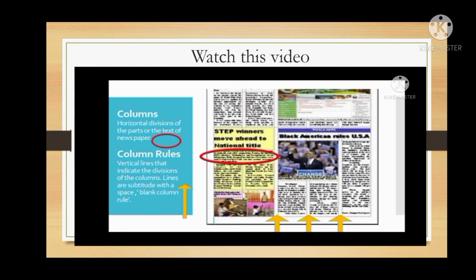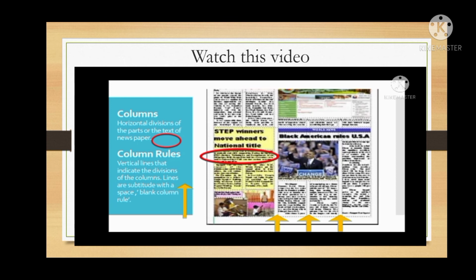Next is the column. So this is the horizontal division of the parts or the text of the newspaper. And according to Deborah Jefferson, a column is not a news article but it is news. It also has information that answers why and how. So don't confuse it with a news article, because this is not a news story that is long. It is shorter. And it often states an opinion, and it is said to be like writing an open letter.